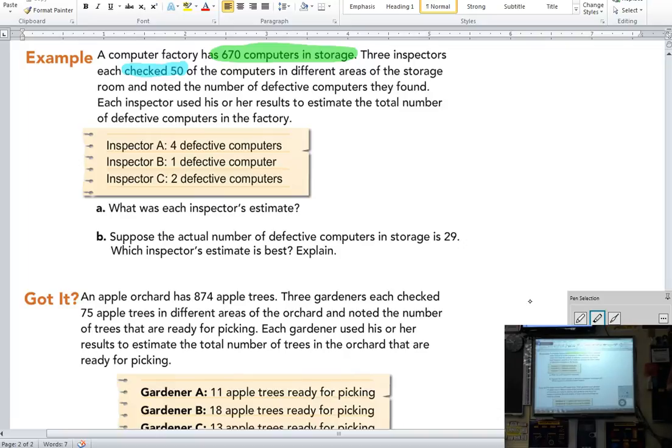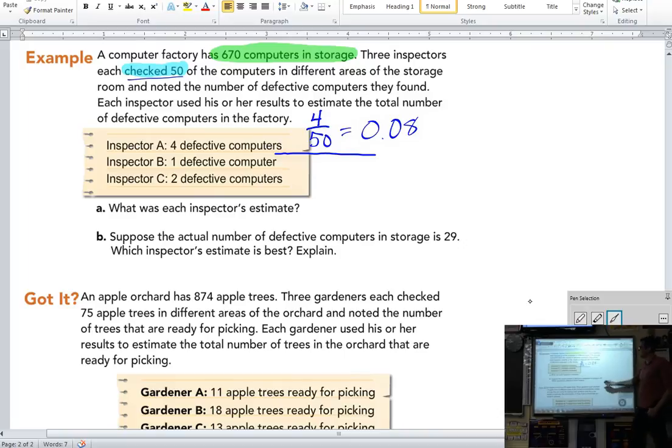So they used it to estimate. We know they each checked 50. So we look at Inspector A. He got 4 defective computers. If we were to set this up as a ratio, what would that be? 4 out of 50. Why? Because each inspector checked only 50. That's their sample size. So this would give me 0.08. I'm thinking about how I can turn this into 100 and I get 8 hundredths. That's easier than trying to divide by 5 because 4 does not divide by 5 very well.